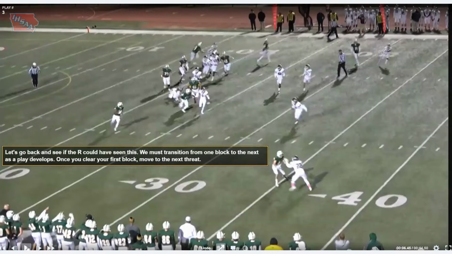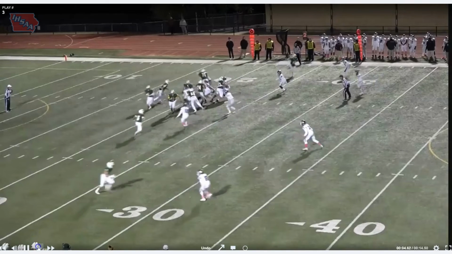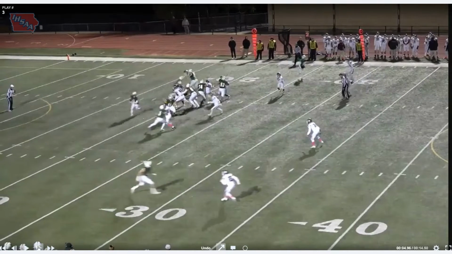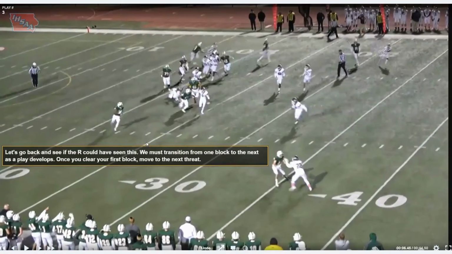So let's go back and see if the referee could get it. And again, we need to transition from one. Once we clear one block, we go to another one. Okay. And our referee initially is going to be on that block right there. Okay, now that block's over, so he can transition. Probably not going to get to it soon enough, and that's fine. But that would be where he'd be transitioning to.